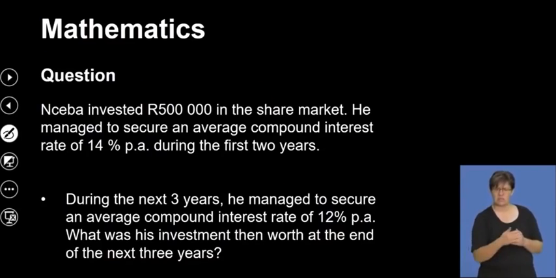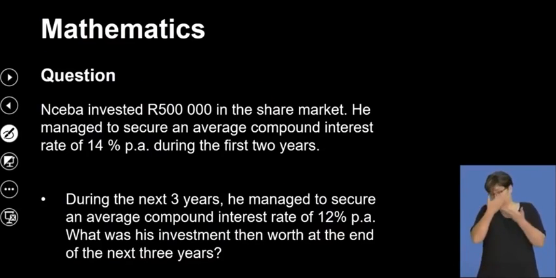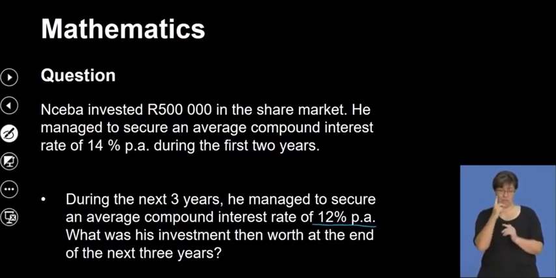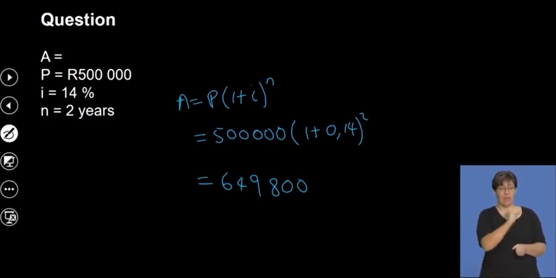Now, the question continues to say, during the next 3 years, Nceba then managed to secure an average compound interest of 12% per annum. Remember I said we don't know how long this investment is going to be. What was his investment then worth at the end of the next 3 years? So remember, at the end of 2 years, Nceba's investment was 649,800. That's what he has now.